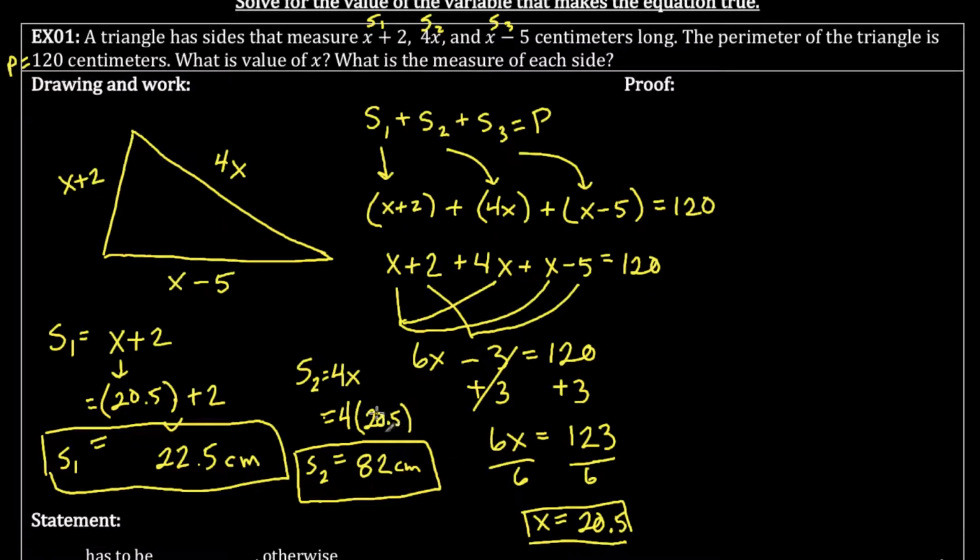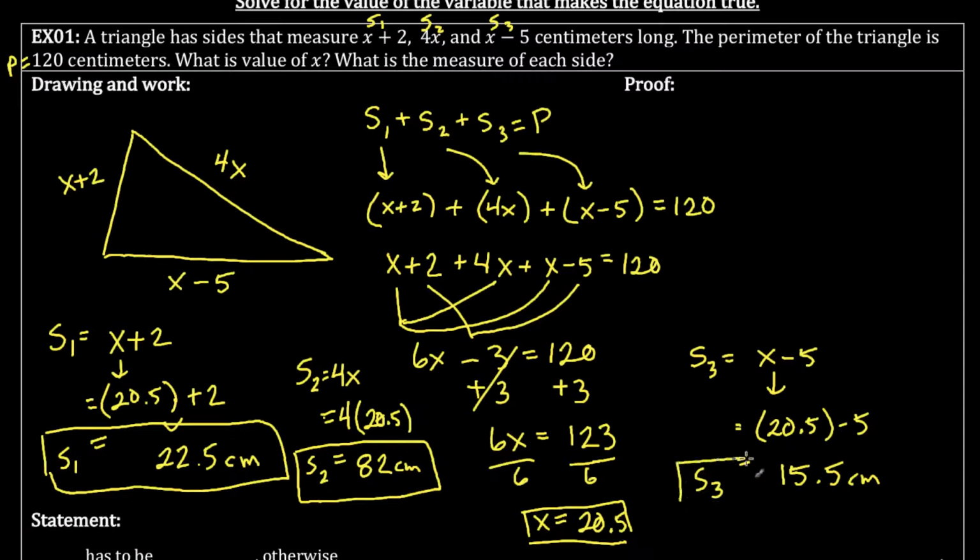And lastly, we have side 3. Side 3 is x minus 5. So we will write 20.5 minus 5, which is 16. Oh, that is incorrect. 15.5 centimeters. 15.5 centimeters. If that's part of that, I'm just going to write it here. Okay.